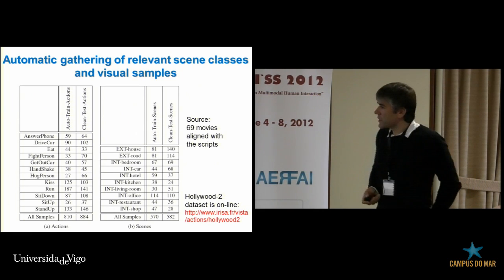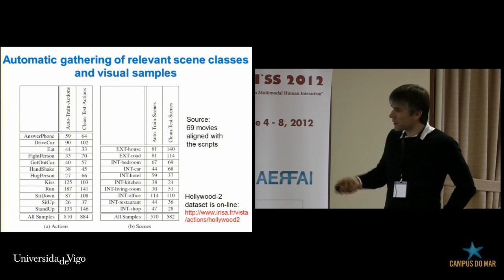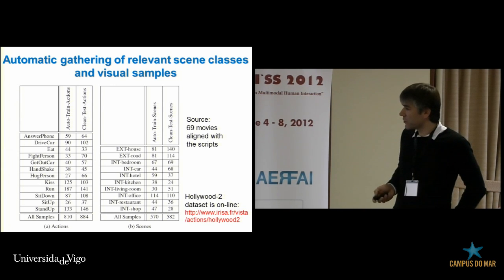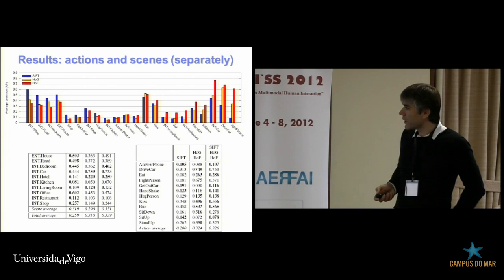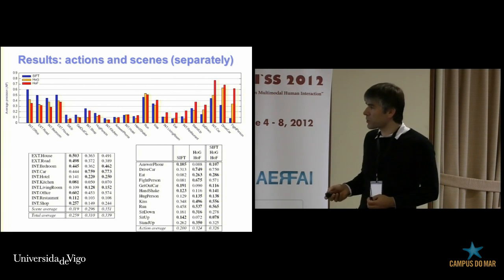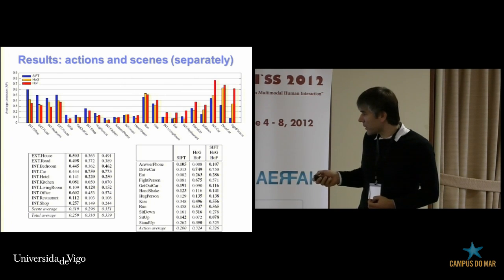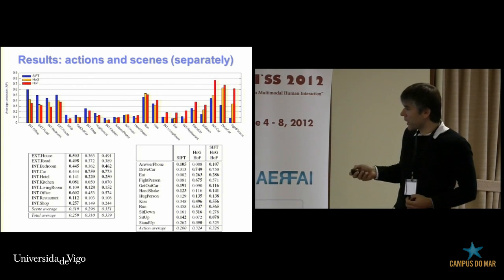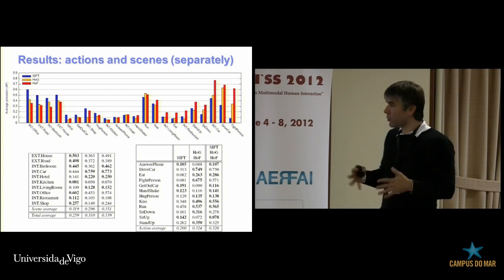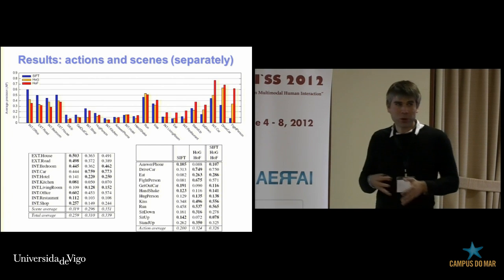Here is the data set. The action data set is the same as before, and here we have 10 scene classes, automatically labeled from the scripts. Before the joint framework, we also checked how different descriptors perform on this data separately. Here are static SIFT, these are Hoch-Hoff descriptors, and these are all combined. This is a separate evaluation, which is interesting: what features are better for which classes?